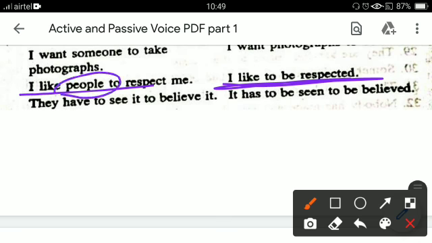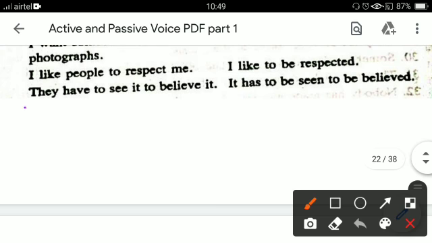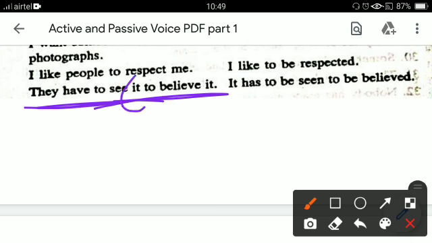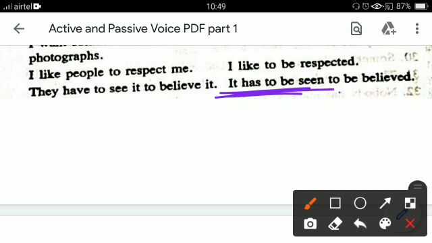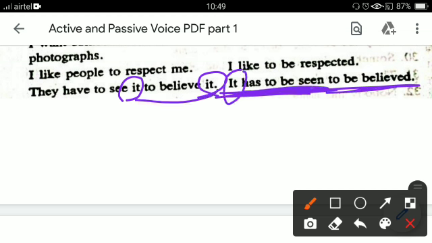Okay, that is understood. Now, they have to see it to believe it. Now this is the object because they is going to be removed. We are going to remove it. We are not using it. It has to be seen to be believed. It, here also it is there, but I will take both of them as here. It has to be seen to be believed. Okay, because to see becomes to be seen and to believe becomes to be believed.